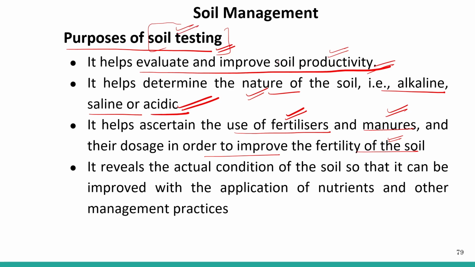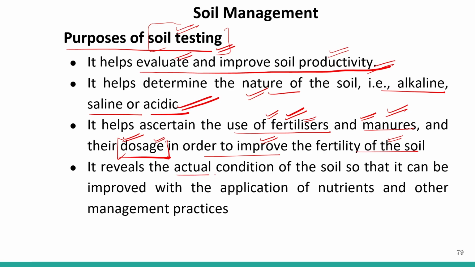So once you know the quality of the soil, then only you can add the fertilizers according to that. Then only you can add the manures according to that, and improve the fertility of the soil. So actually you want to know the doses of fertilizer and manure that you are going to give to the soil. And those doses can be decided after the testing of the soil.